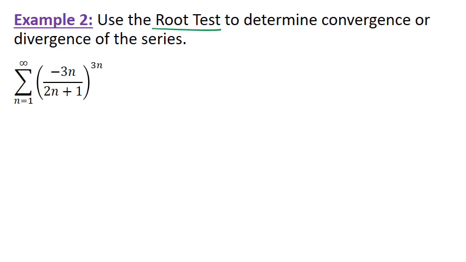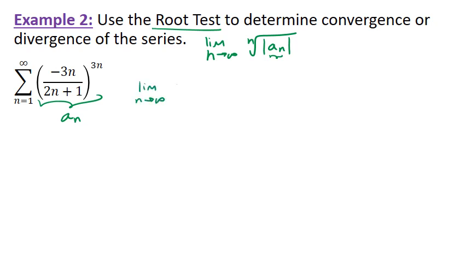Okay, we want to use the root test to determine the convergence or divergence of the series. So according to the root test, we need to find the following: the nth root of the absolute value of the nth term. Well, in our case, this is the nth term. So all we're going to do is take this and plug it in right here. So the limit as n approaches infinity of the nth root of the absolute value of this.